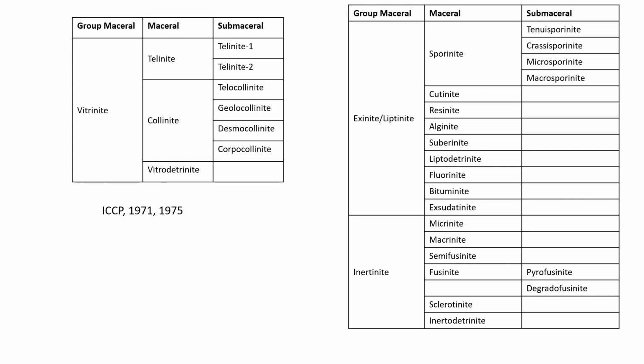While the liptinite group of macerals has sporinite, which was further classified into tenuisporinite, crassisporinite, microsporinite and macrosporinite. Other than sporinite, the other macerals of the exinites are cutinite, resinite, alginite, suberinite, liptodetrinite, fluorinite, bitumenite and exudatinite. While the inertinite group consists of micrinite, macrinite, semifusinite. The main maceral of inertinite is fusinite, which is of two types, pyrofusinite and degradofusinite. And the last two are sclerotinite and inertodetrinite. We will have a look at these different types of macerals in detail.